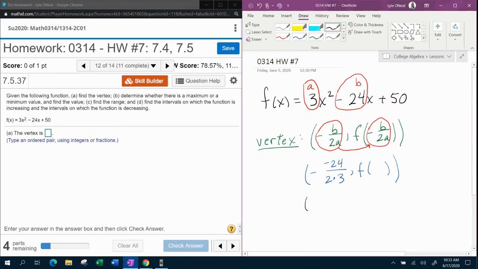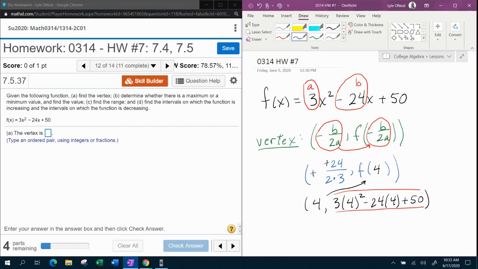Now then, 2 negatives make a positive. 2 times 3 is 6. And 24 divided by 6 is 4. And so now that I know the x coordinate of the vertex, I'm going to plug that into the function and get the y coordinate of the vertex. All right, so plugging that in is going to give me 3 times 4 squared minus 24 times 4 plus 50. And all of that can be calculated with the calculator.